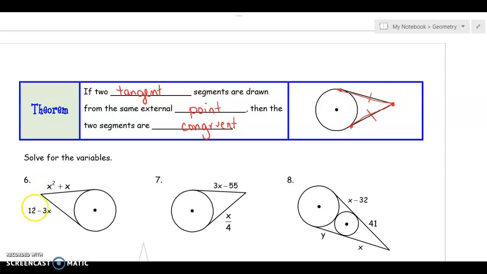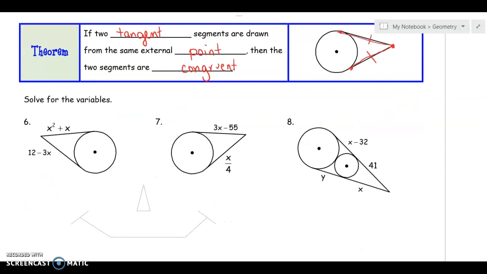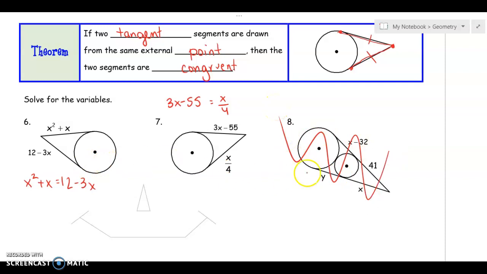So if you have something like number 6, you're going to set these two tangents equal to each other. So you would set x squared plus x equal to 12 minus 3x. In this one, you would set 3x minus 55 equal to x over 4. We're not really going to do one like number 8, but I just wanted to show you the basics. If you have two tangents drawn to the same circle, you can set them equal to each other. They're going to be congruent.